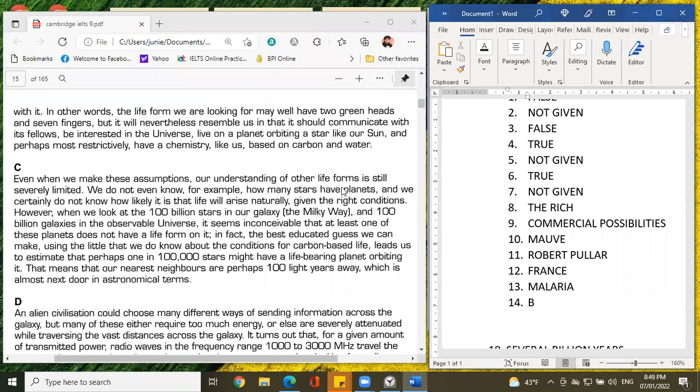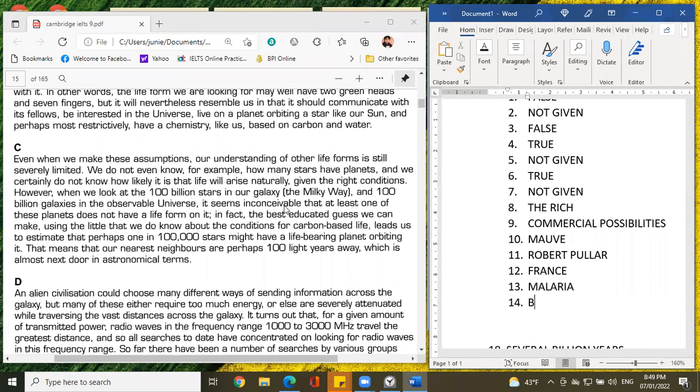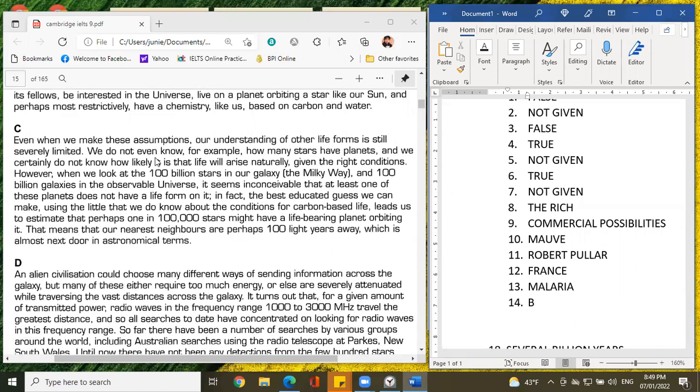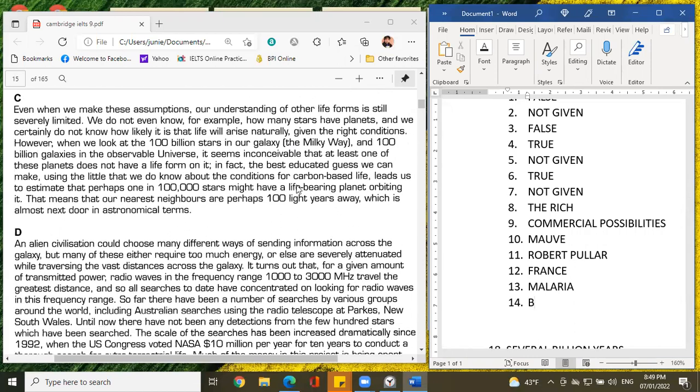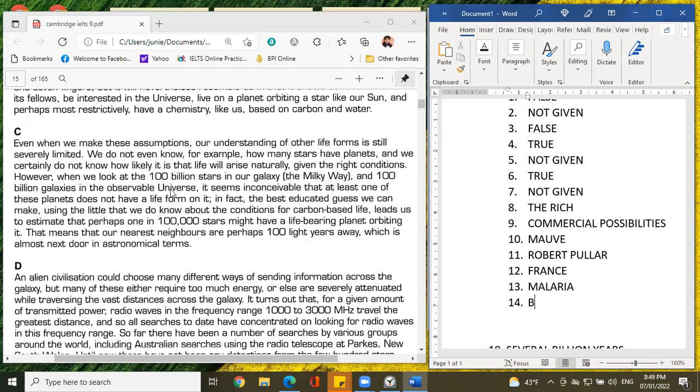We do not even know how many stars have planets, and we certainly do not know how likely it is that life will arise naturally given the right conditions. However, when we look at the 100 billion stars in our galaxy, and 100 billion galaxies in the observable universe, it seems inconceivable that at least one of these planets does not have a life form. In fact, the best educated guess we can make using the little that we do know about conditions for carbon-based life leads us to estimate that perhaps 1 in 100,000 stars might have a life-bearing planet orbiting it. That means our nearest neighbors are perhaps 100 light years away, which is almost next door in astronomical terms.